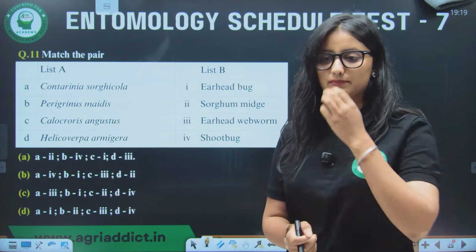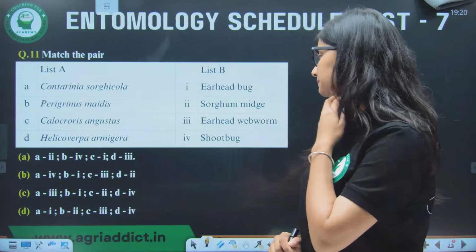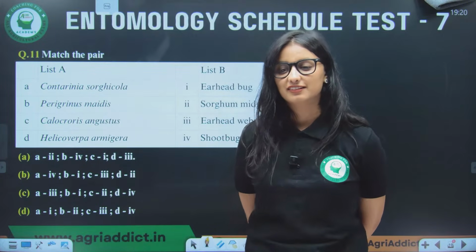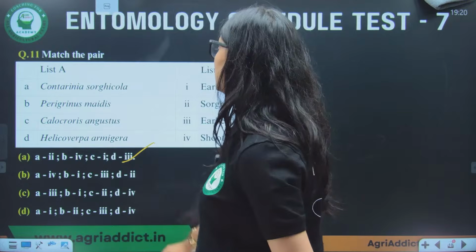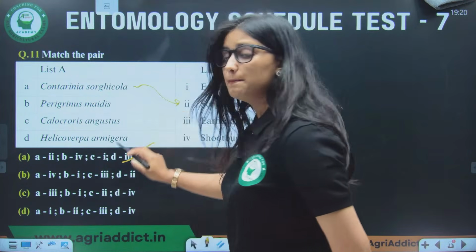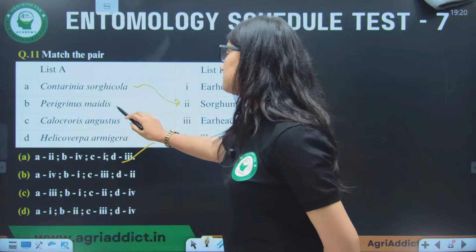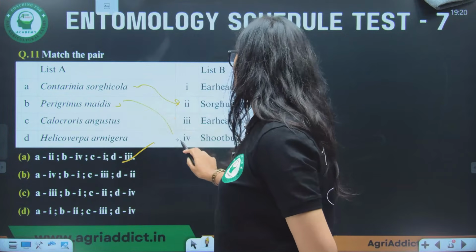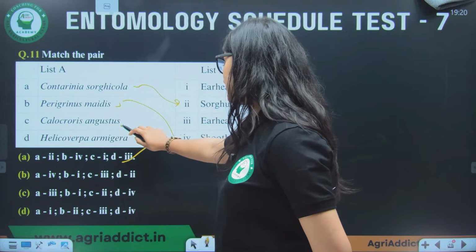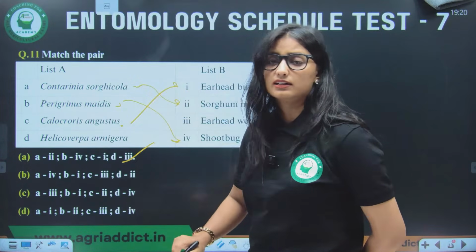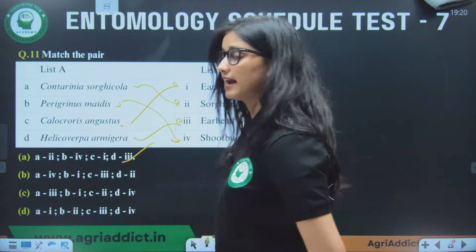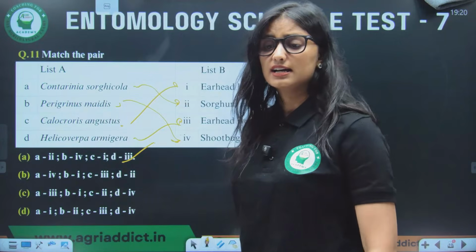Answer this one. C, is it? Answer carefully. Very good. A is the correct answer. This Conterinia sorgicola is what? Sorghum midge. Okay. And this Peregrinus maidis, this is shoot bug. And what about Calocoris angustatus? This is earhead bug. And what about Helicoverpa armigera? Earhead webworm. Very good. A is the correct answer.